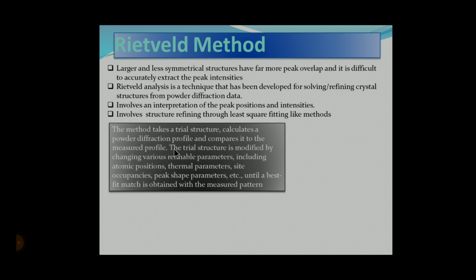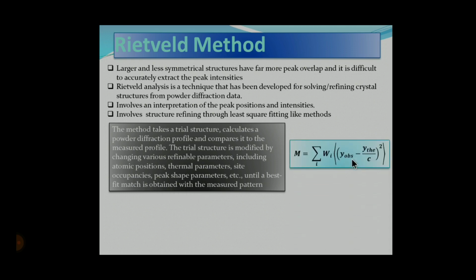So the trial structure is modified by changing various refinable parameters like atomic positions, thermal parameters, site occupancy, peak shape parameters, etc., until a best fit match with the observed occurs.